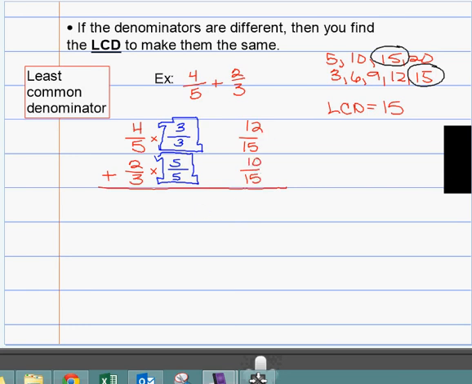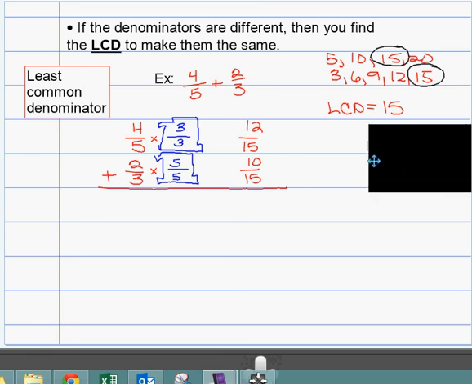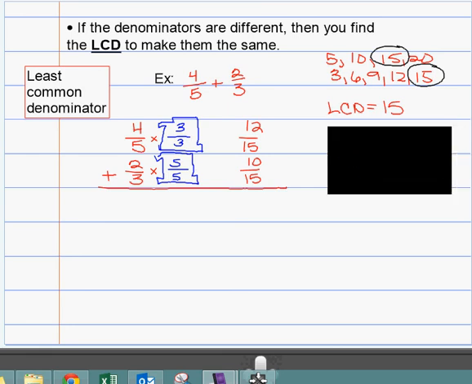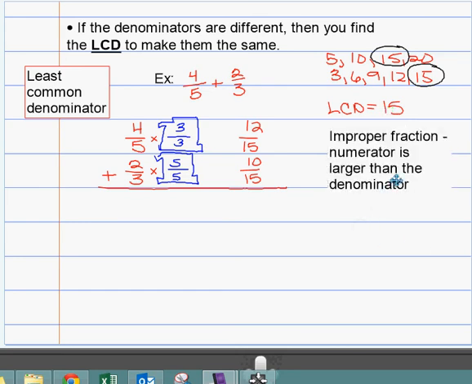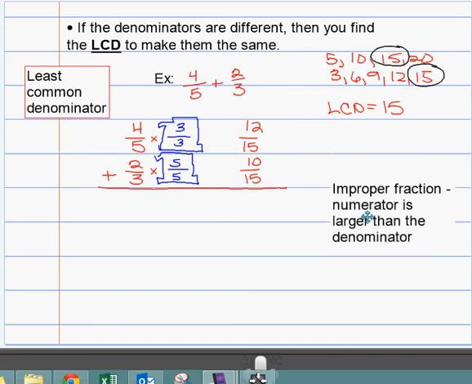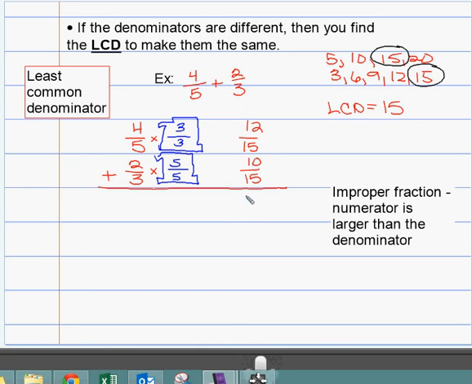And remember that when we add them, oh, whoops, you don't need that yet. Well, we will. When we add the numerators, 12 plus 10 is 22, and we keep the denominator. Okay. But now, there's where your note comes in. This is an improper fraction. The numerator is larger than the denominator. So what do we do? We are going to divide it. We have to divide it.